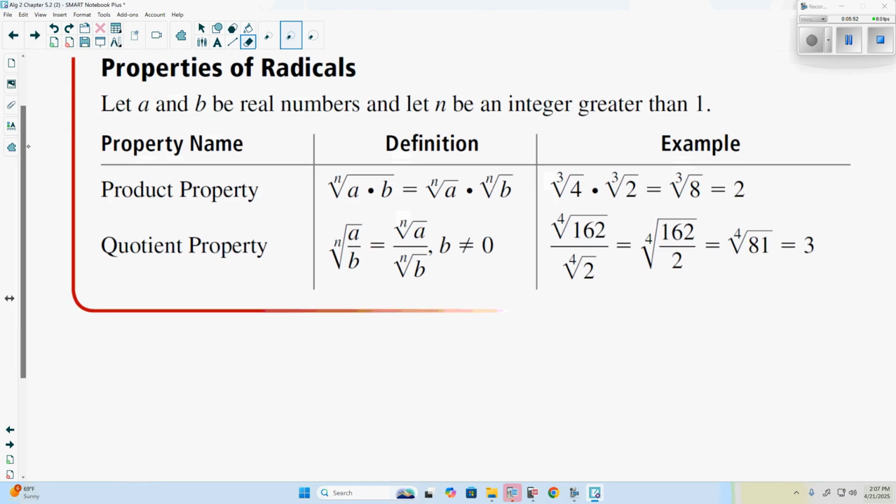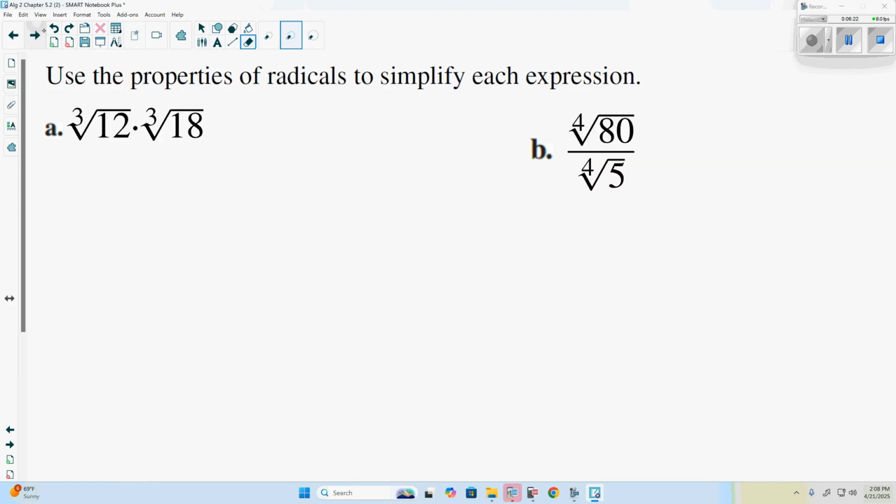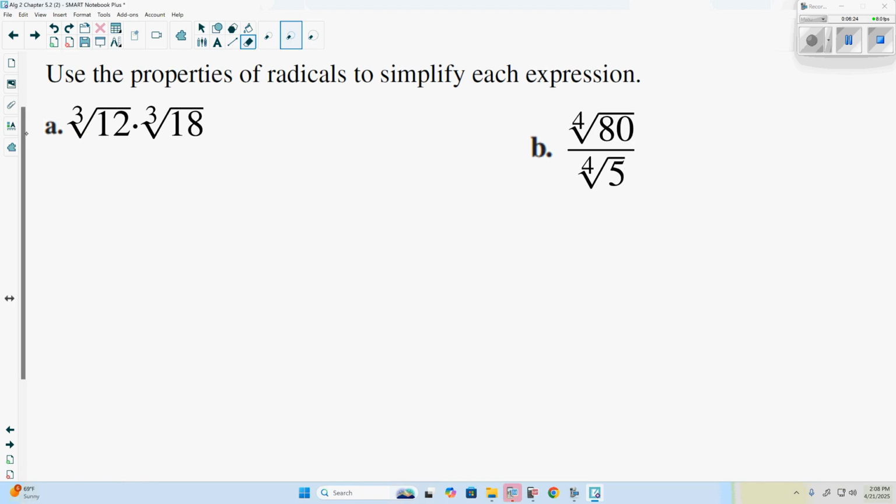Now, properties of radicals. Product property says if I have the nth root of two things being multiplied together inside the radical, we can write it as two separate radicals. That can be helpful, especially like, say, the cubed root of 8, or if two of the terms can be reduced, we can split them up, or we can put them together and then reduce them. Quotient property, if we have something being divided inside the radical, we can break it up into two separate radicals, or we can go the other direction. Now, using these properties of radicals to simplify expressions is what we're going to do.